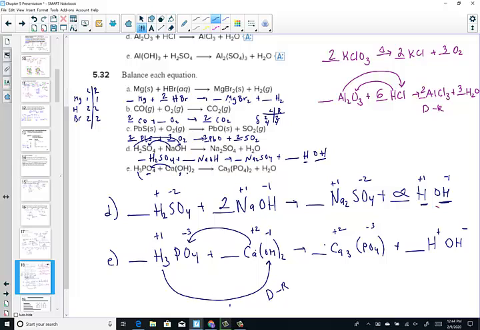I notice there's 3 calciums. That tells me to put a 3 in front of our Ca(OH)2. I see that there are now 6 hydroxides. 2 times 3 is 6 hydroxides. And then I can see that this will require a 2, Ca3(PO4)2, gives us 2 phosphates, 6 hydrogens, 3 calciums, and 6 hydroxides. 2, 3, 1, 6, checking your work for letter E.